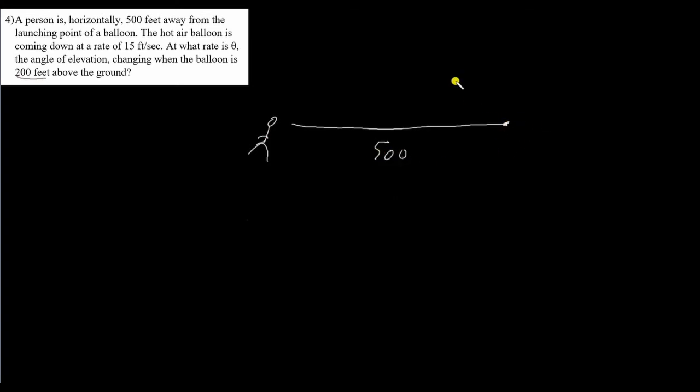This is the launching point. And then we have the balloon here. It is coming down at 15 feet per second. And then we're trying to find the rate of change of the angle when the balloon is 200 feet above the ground, right?